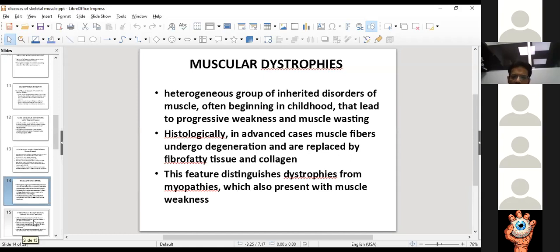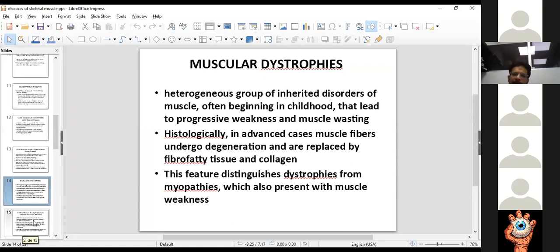Histologically, in advanced cases, muscle fiber undergo degeneration and are replaced by fibrofatty tissue and collagen because, as we see pathophysiologically, the dystrophin protein is necessary for the survival of the individual myocyte. In this case, there's abnormal dystrophin or there isn't enough dystrophin, so the individual myocyte is unable to survive and it dies through apoptosis and ultimately is lost. And that tissue or that space is then replaced by collagen and fat.